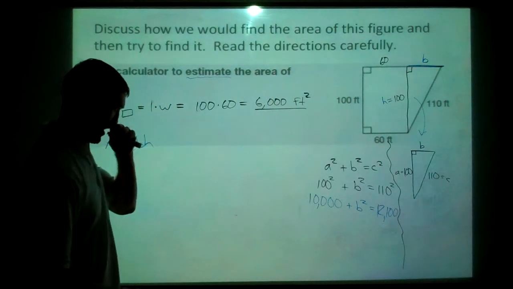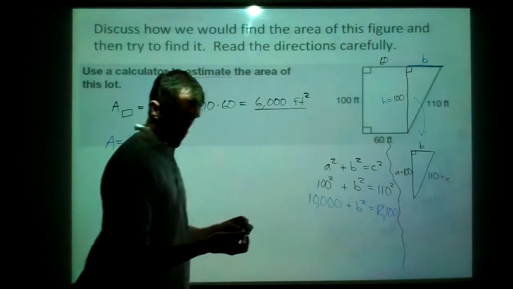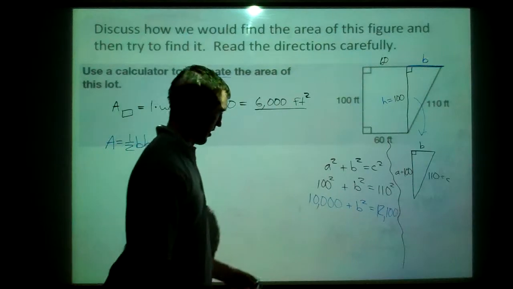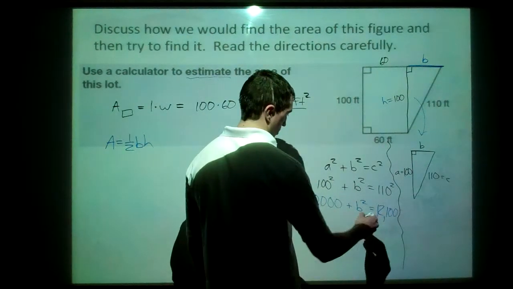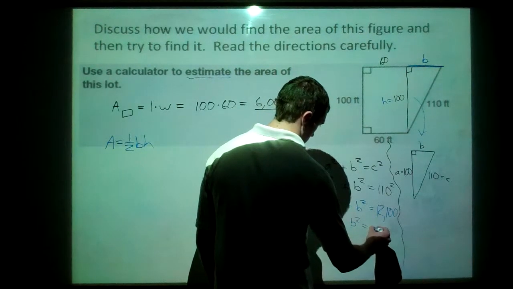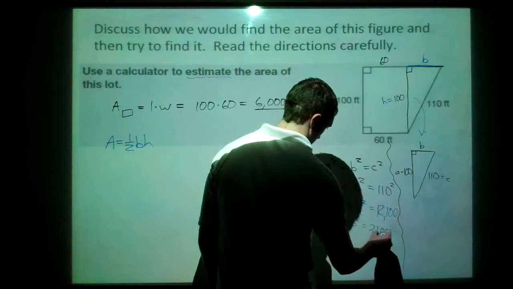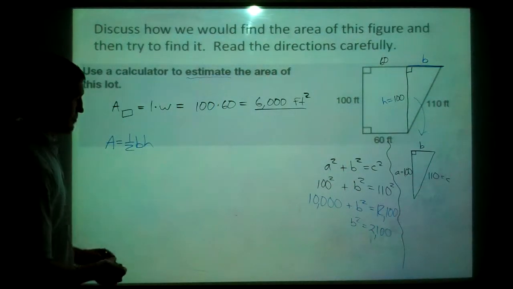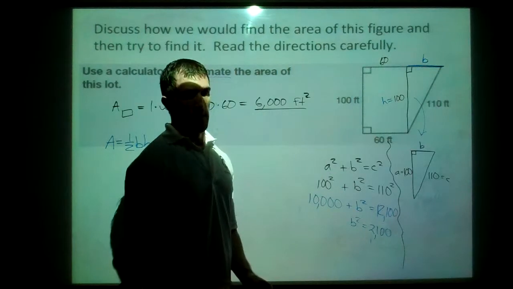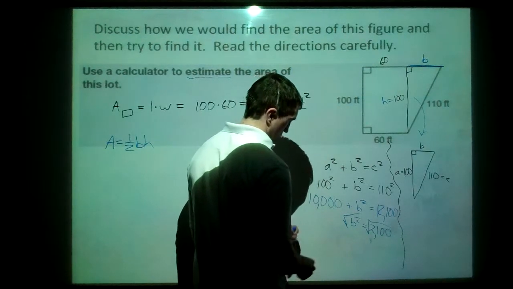Now we're trying to solve for b squared, and we want just b. So I'm going to subtract 10,000 from both sides. I don't really need a calculator, but I did that anyway. If we subtract this from both sides, we get b squared equals 2,100. Remember, to solve for b when it's being squared, we take the square root, and we get b equals the square root of 2,100.